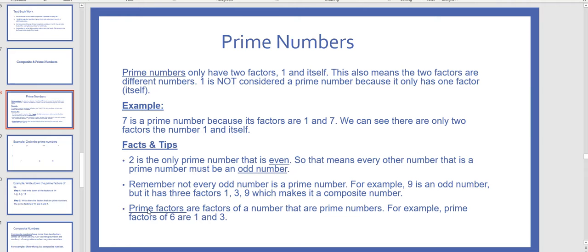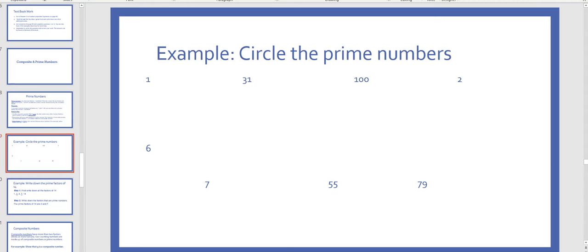Later, we're going to look at what prime factors are and do an example of that. So the next thing I want you to do is circle the prime numbers, but just write down out of these numbers which ones are prime numbers. Starting with my number 1, 1 is not a prime number, so I'll get rid of it. We know 1 is not a prime number. 31, I can't think of any other factors of 31 or other numbers that divide into 31. So 31 is a prime number.